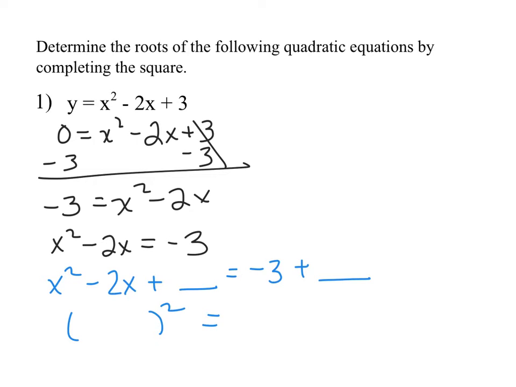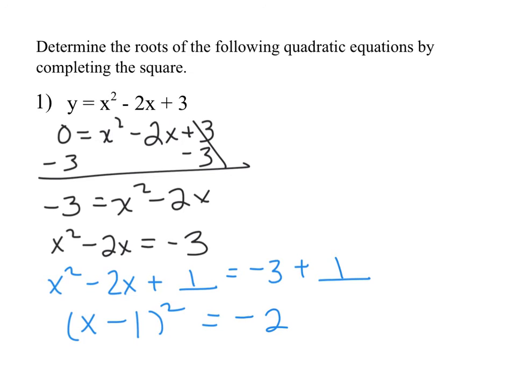All right, so this is the process that we go through. We create this little diagram here, and we simply take this number, divide it by 2. Negative 2 divided by 2 is negative 1. Then we take this number right here, and we square it. Negative 1 squared is positive 1. So negative 3 plus 1 is negative 2.